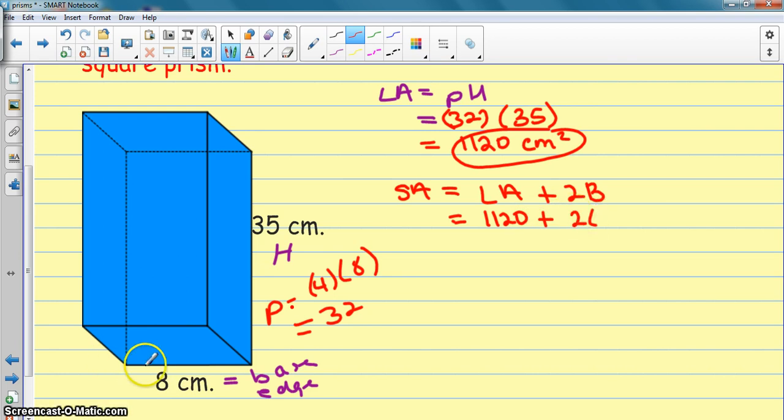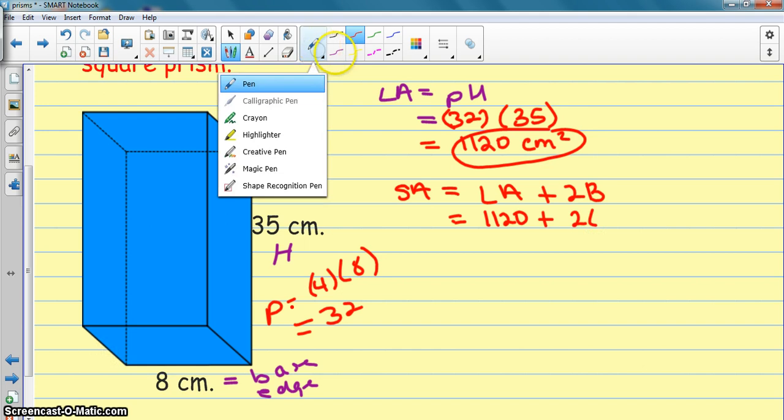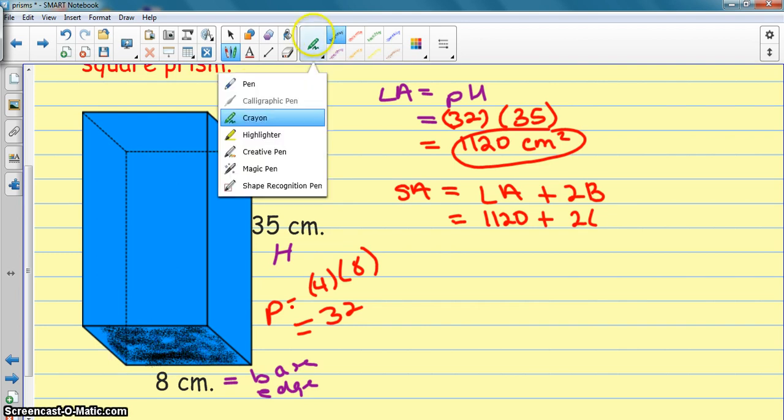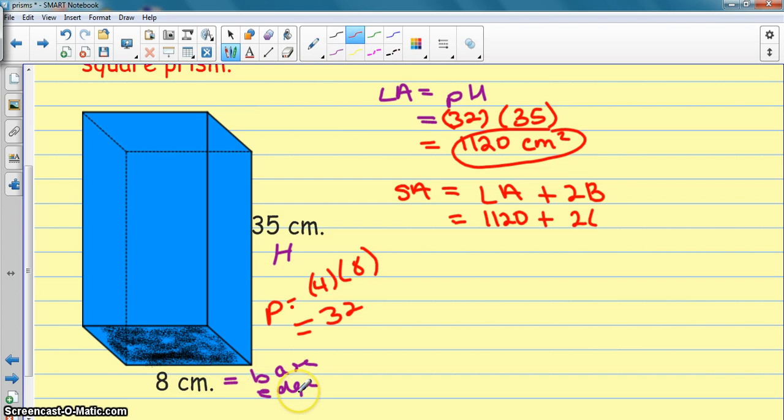Now my bases, remember, are squares. So I'm going to color in a square just so you can see what I'm talking about here. This is my square base. It's 8 by 8. An 8 by 8 square has an area of 64. So my base area, and I'll do this in purple, my base area is 8 times 8, or 8 squared, which is 64. That's the number I'm going to put up into this formula, is 64.